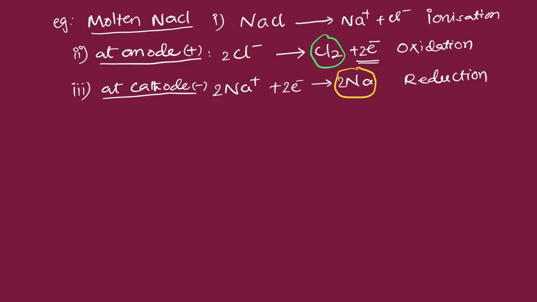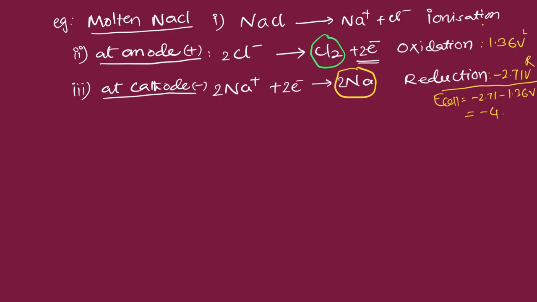Now, according to their reduction potential values, sodium is nearly minus 2.71 volt, and this is the reduction potential value I am writing, and chlorine is 1.36 volt. So now if you write, we know that E cell is equal to RHS minus LHS. This is RHS, this is LHS. Therefore, minus 2.71 minus 1.36 volt.